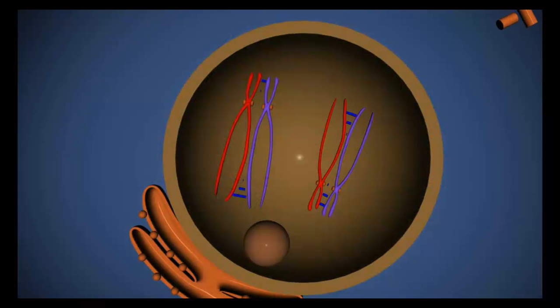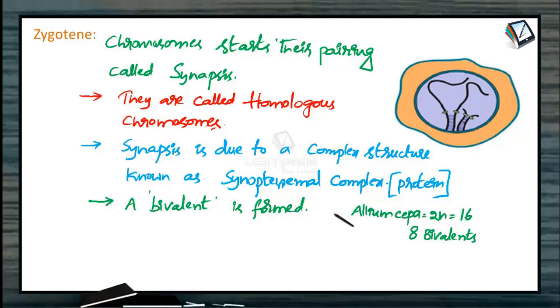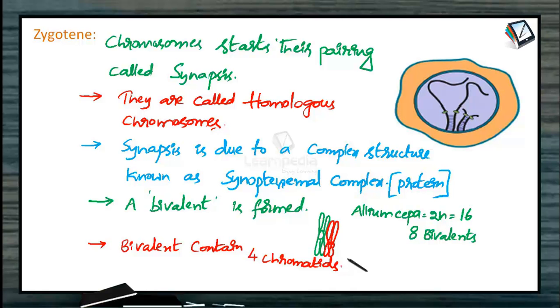See the diagram. These two chromosomes are fused with one another. After fusion, the chromosome is like this. Each chromosome contains 2 chromatids. So these are 2 chromatids. For better understanding, this is a bivalent. One chromosome contains 2 chromatids, so 2 chromosomes contain 4 chromatids. That's why a bivalent contains 4 chromatids. That is a tetrad of chromatids. Tetrad means 4. So these are the changes that occur in zygotene.